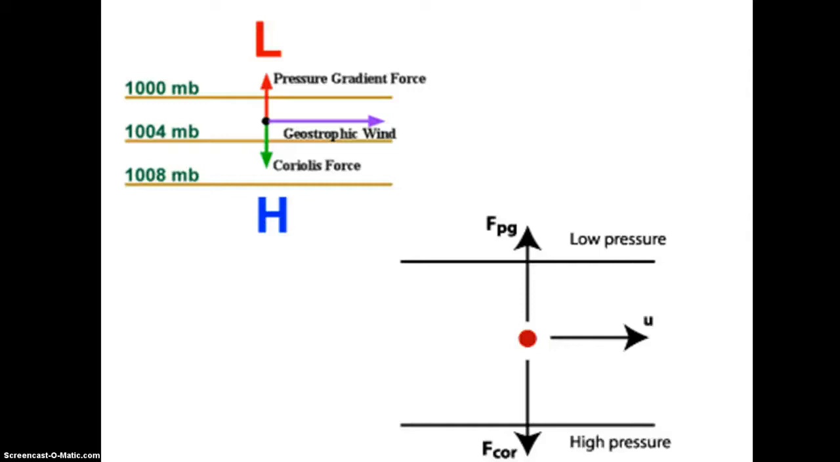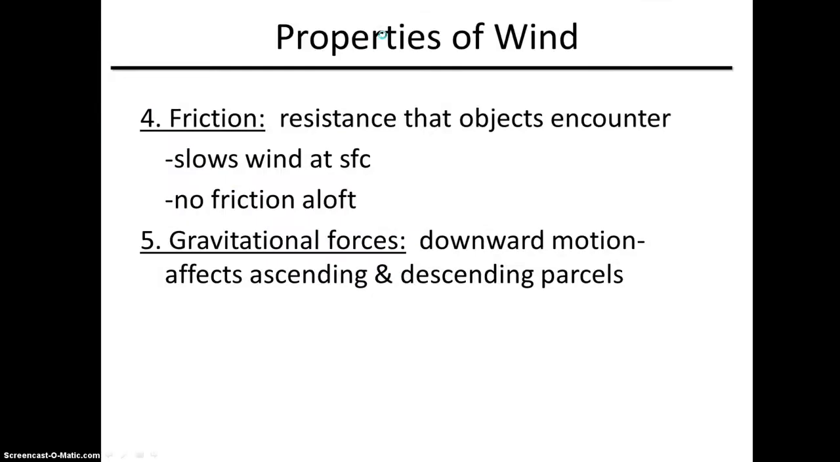So whenever you have those two forces in balance, it creates this wind that goes parallel to the isobars, the winds that are high above the Earth's surface, the geostrophic winds. Geostrophic wind is a very straight wind, and it's a very fast wind because there's no friction involved with it. So straight and fast.